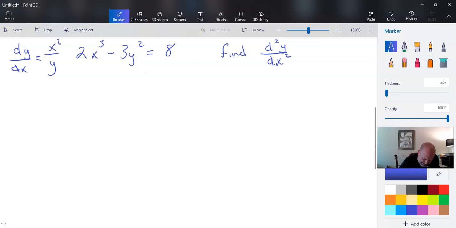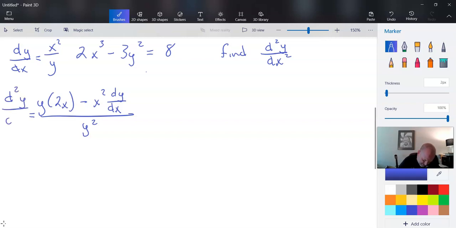So it's low d high. So low would be y. The derivative of x squared is 2x, minus high, which is x squared, d low, which is dy/dx, over the square of what's below. So it's over y squared. And this would be, since we're taking the derivative here, d squared y over dx squared.